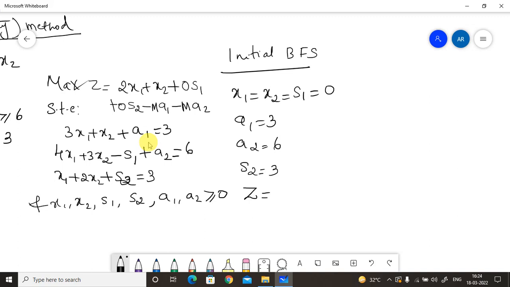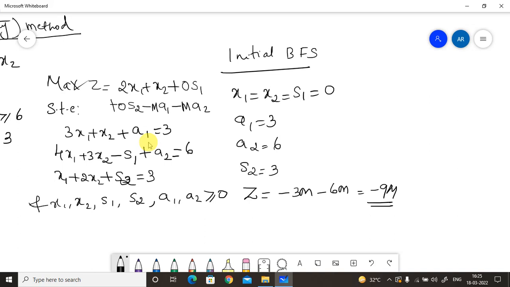Now you can equate x1, x2 and s1 to 0. So what is the value you get for z? 2x1 is 0, x2 is 0, s1 is 0, s2 is also 0. So it is minus m into a1. What is the value of a1? We got 3. So it is minus 3m and minus 6m. This will give you minus 9m. This is the initial basic feasible solution we got here.